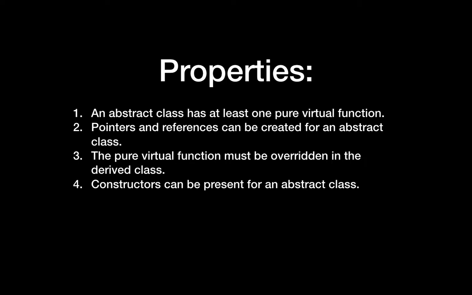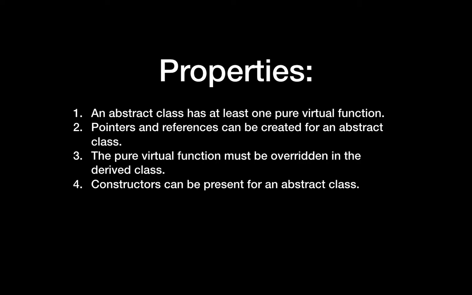Now we don't define a virtual function in this class, that is the abstract class, but it is redefined in its derived class. There are some other interesting properties as well. Pointers and references can be created for an abstract class. However, you cannot create an object of an abstract class. The main aim of an abstract class is to provide inheritance. It is used for inheritance purposes only.